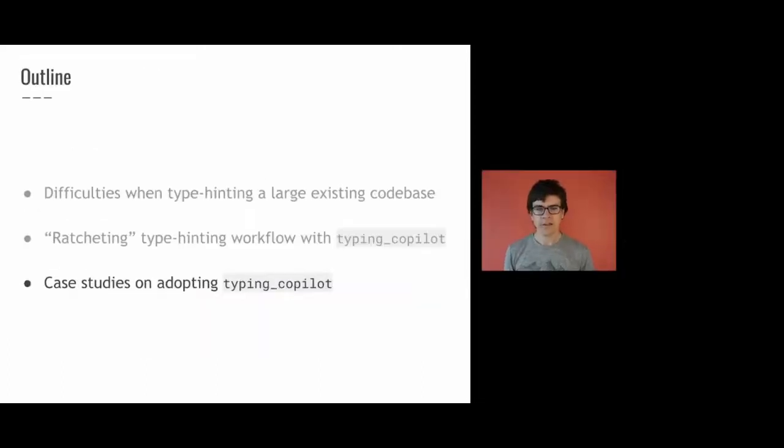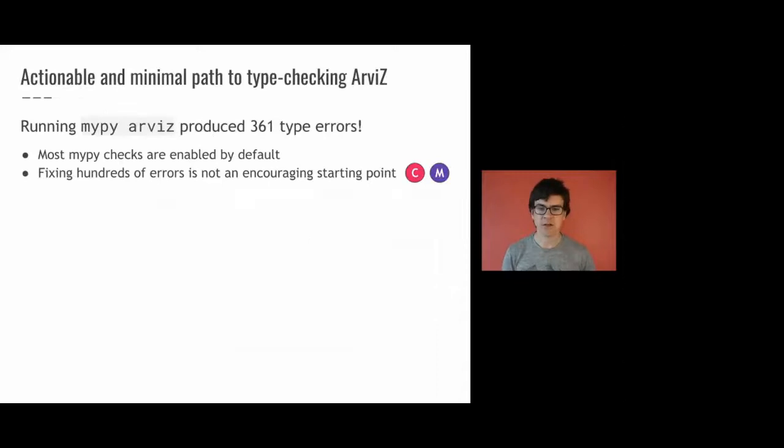So finally, we want to talk about 2 case studies on adopting Typing Copilot in open source projects. And the first of these projects is RVs. Again, when we first thought about adding typing to RVs, we went and just ran MyPy on it and found 361 errors. And so this was what sort of gave me a hesitation. We would have to fix all of these if we wanted to introduce MyPy into our CI. That would make us correct up to the default configuration.